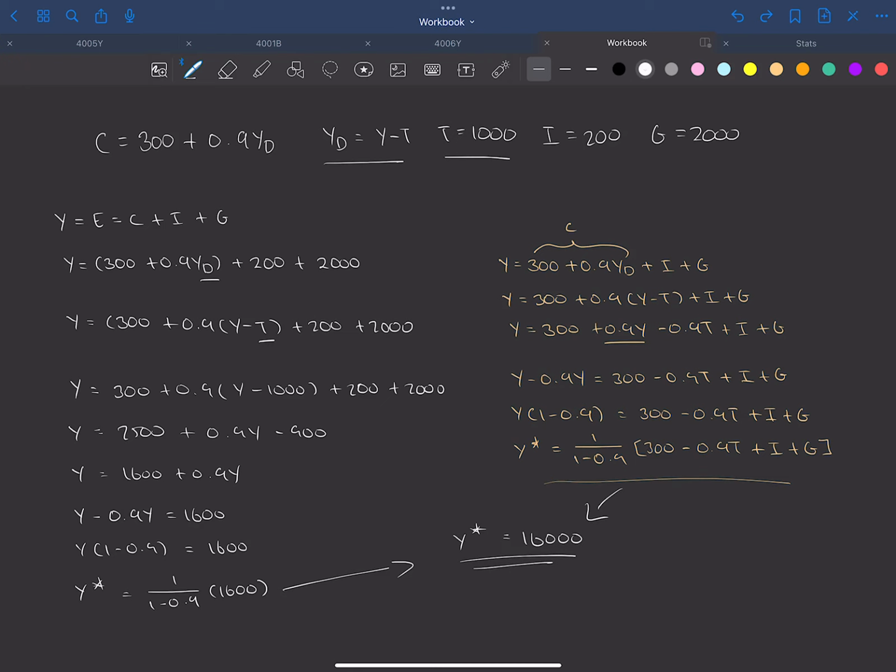In this case, the reason why t is part of the exogenous part is because it's a constant variable. Okay, so hopefully that made sense, and I'll see you guys later.